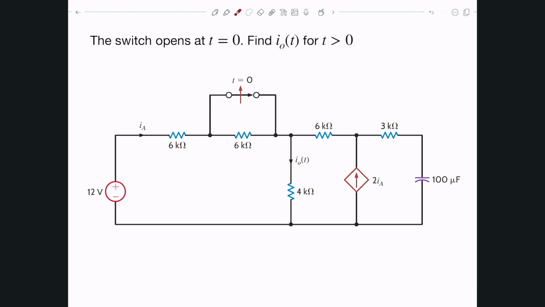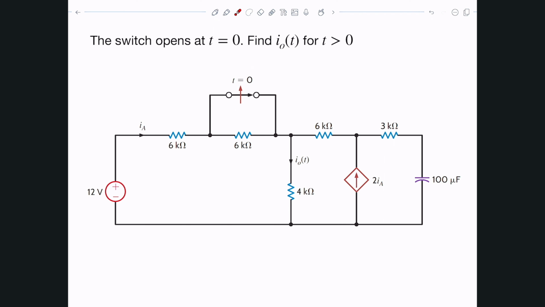In this example, we're given a circuit that contains a single storage element, and that's this capacitor in here. So it's a first order circuit, and since the voltage source that we have is DC, and this is a dependent source, it's a first order transient circuit. Okay, and what happens in here is we have a switch, and that's what creates a transient state.